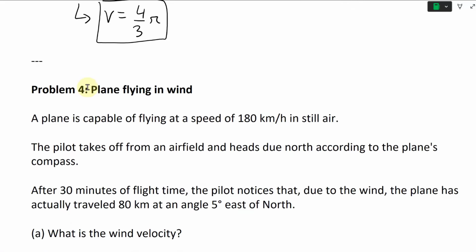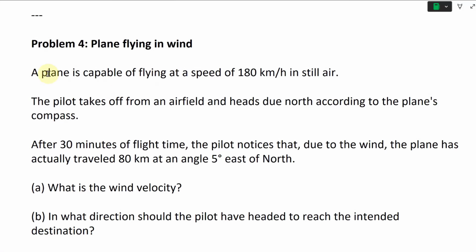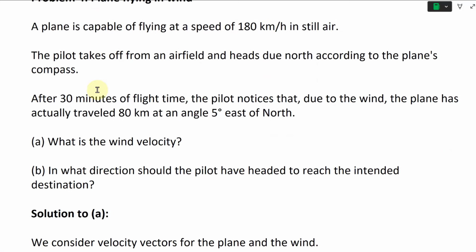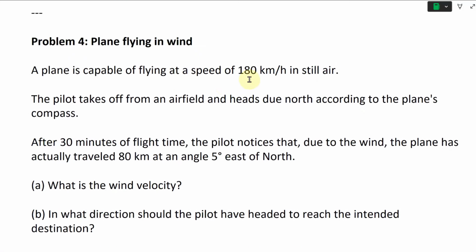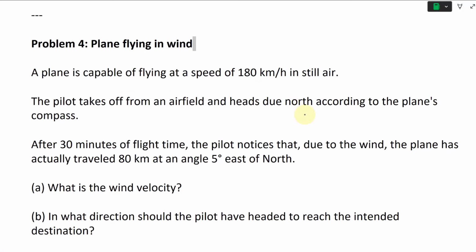Problem 4, and this one is about a plane flying in wind. A plane is capable of flying at a speed of 180 kilometers per hour in still air. The pilot takes off from an airfield and heads due north, so he's going straight up north, according to the plane's compass.